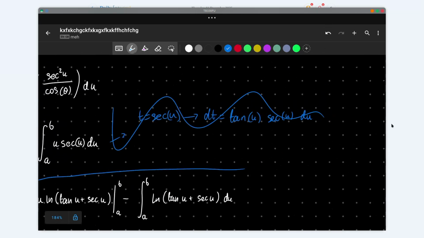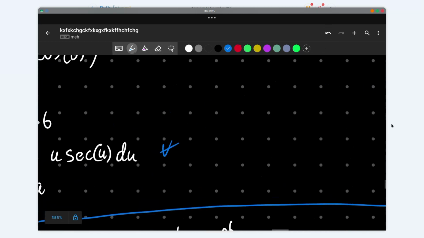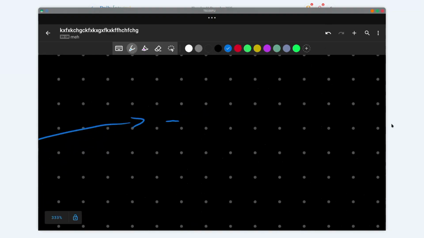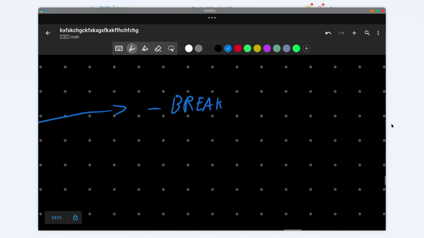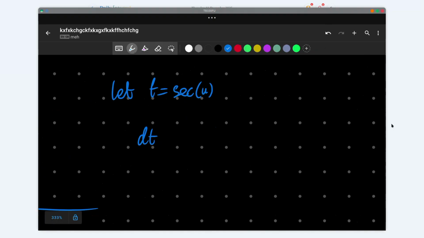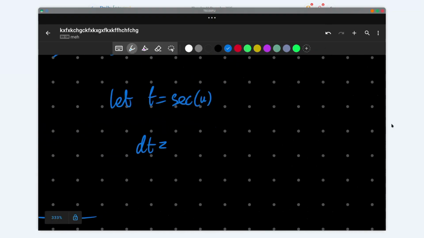Drawing another line. Okay. Just a mini break. Just to test it. Let t equal sec u, then dt. Does that cover the whole thing? Yeah. dt equals tan u sec u du.